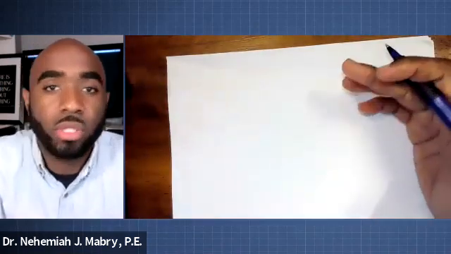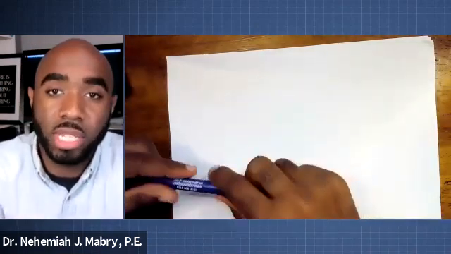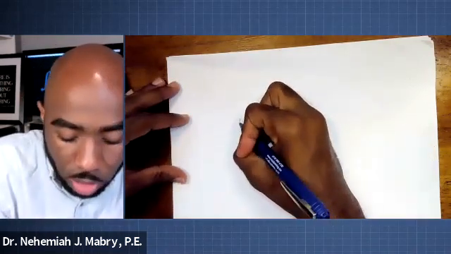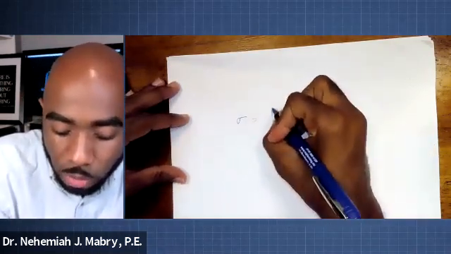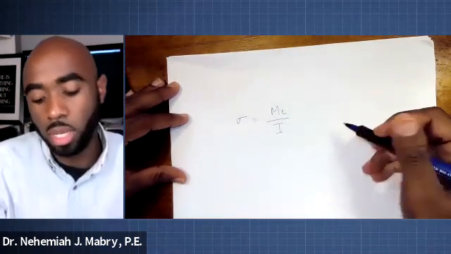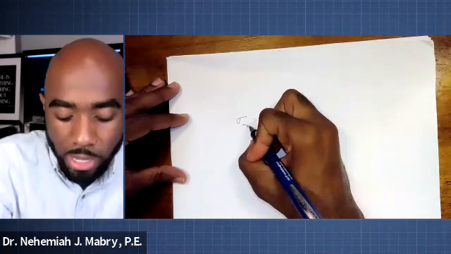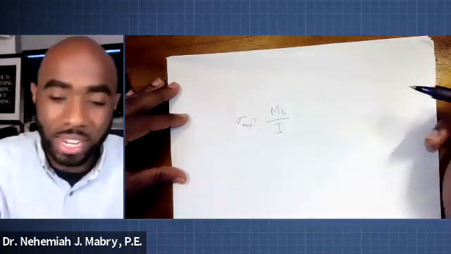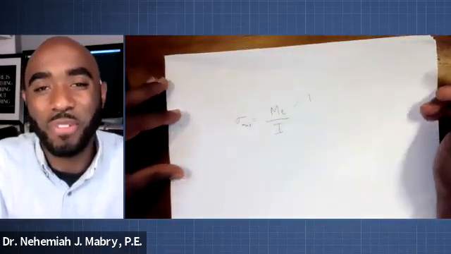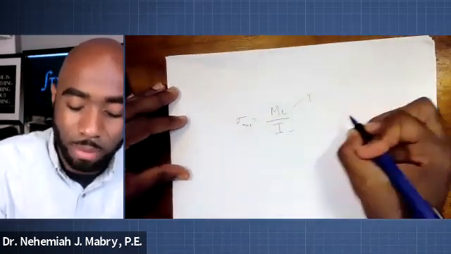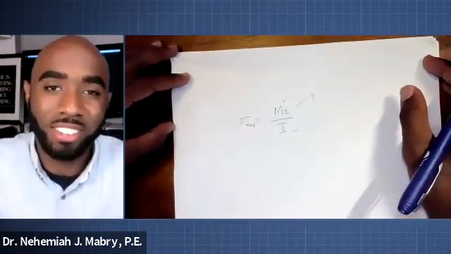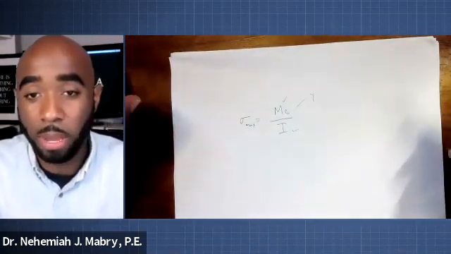It's pretty much going to consist of us doing example problems, and that being the case, it is all going to center around this equation right here. You've seen it before, Mc over I. Of course, c is when we're looking at the max. If we're not looking at the max, then this is essentially any distance away from the neutral axis. I is the moment of inertia, and M is the moment at the location we're talking about. So let's keep that in the back of my mind.